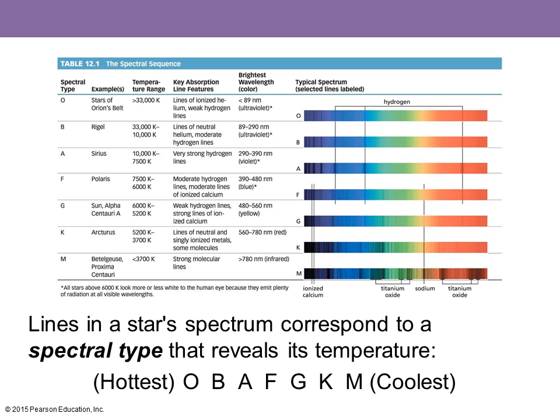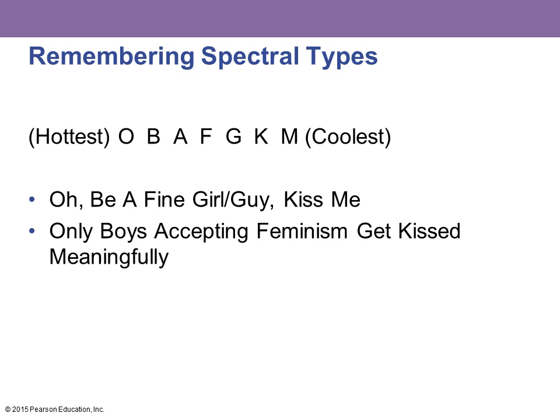So a line or different lines in a star spectrum correspond to spectral type. And again, those types are classified as going from hottest to coolest: O, B, A, F, G, K, and M. So you can use any mnemonic you like. Here's two that might be memorable, but in some way you do need to remember this order, because if a question is asked which is hotter, a B-type star or an F-type star, you would naturally say a B-type star.